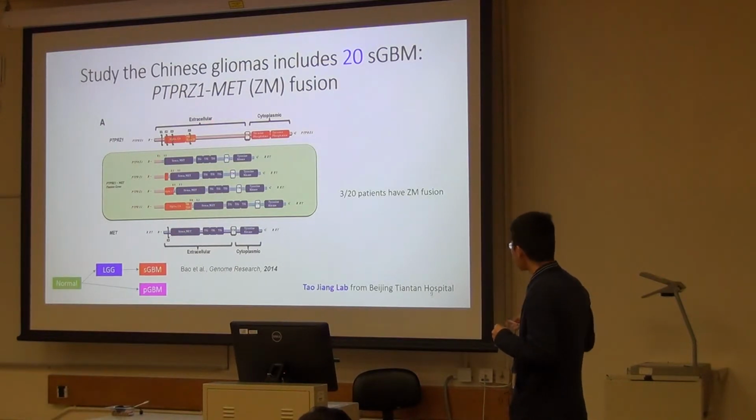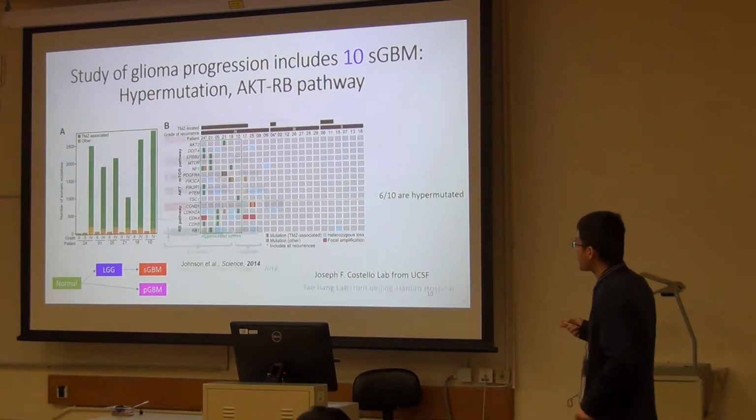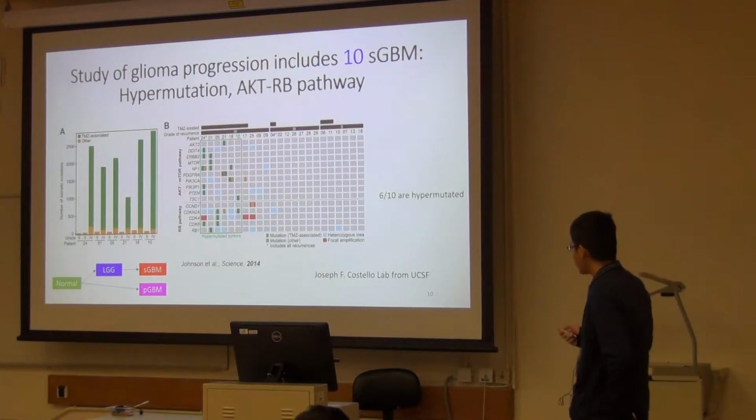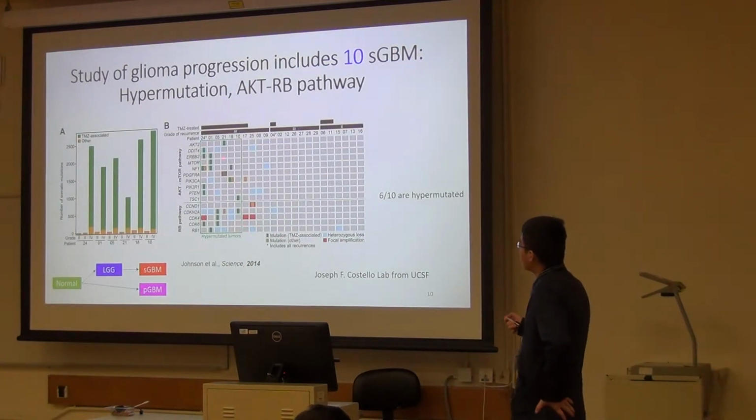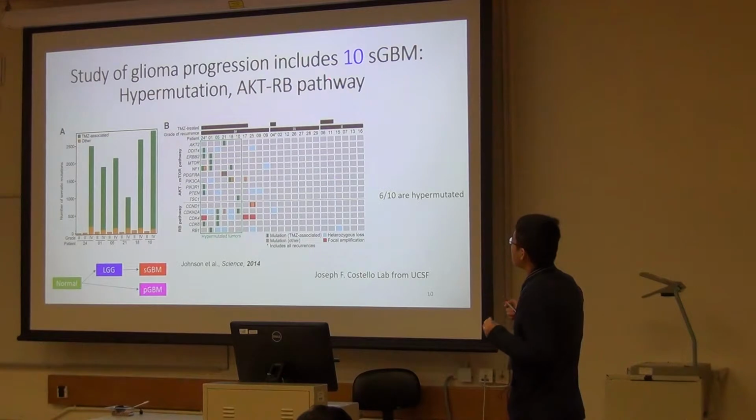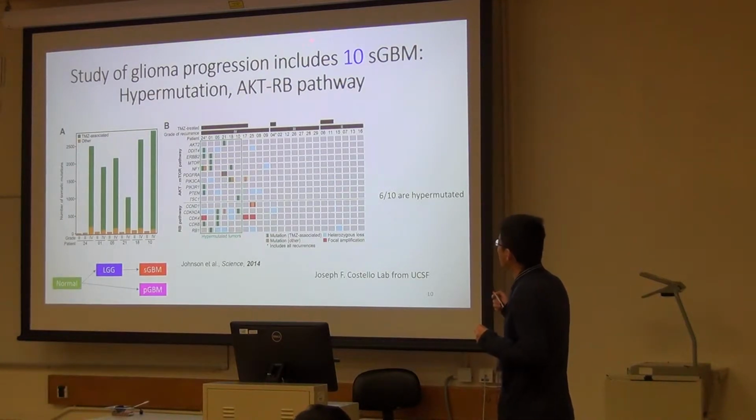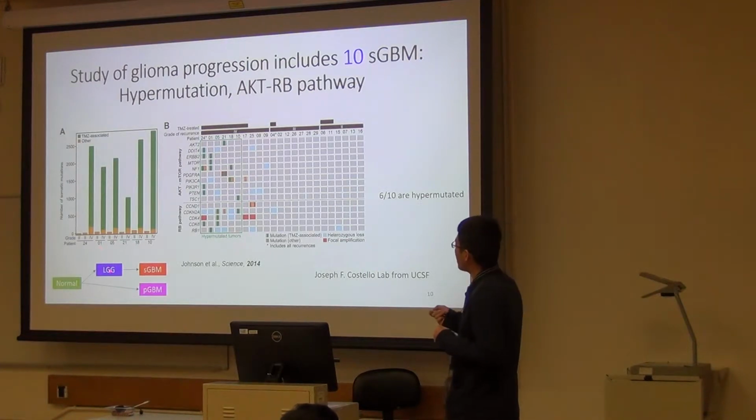To understand the mechanism, this study indicates that this fusion is very important. In the same year, a group from UCSF published in Science and identified a different mechanism. They studied 10 SGBM patients, and finally they found a phenomenon named hypermutation. Actually, it's leading the patients from LGG to SGBM.